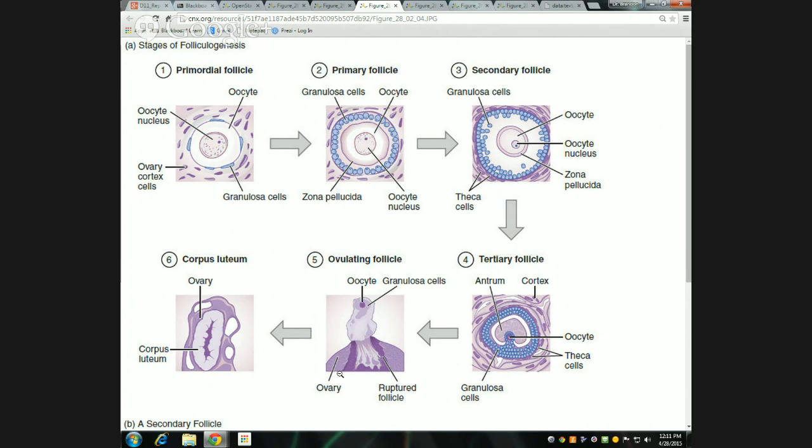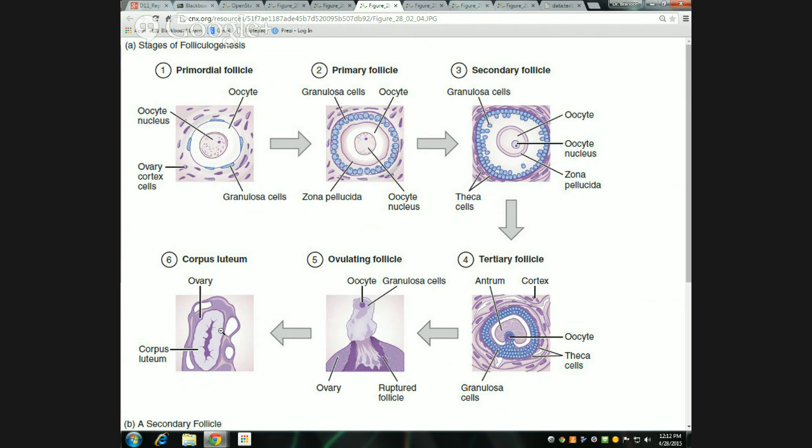The ruptured follicle persists in the ovary as what's called the corpus luteum. Now, corpus in Latin means body, so the body or structure. And then luteum is referring to the fact that it has a yellowish color, and that's where that term comes from. So the corpus luteum is really the remnants of the follicle after ovulation, and that persists through the rest of the ovarian cycle.